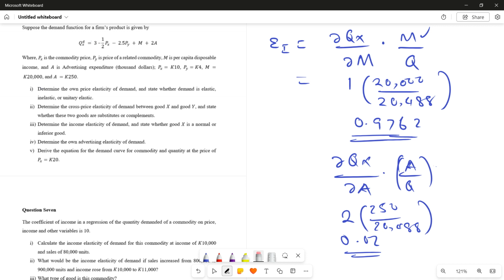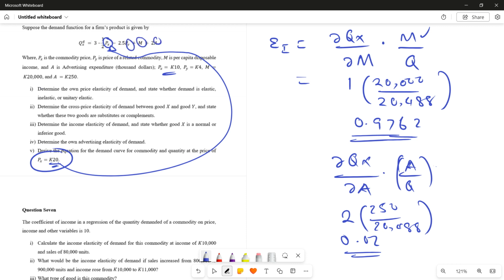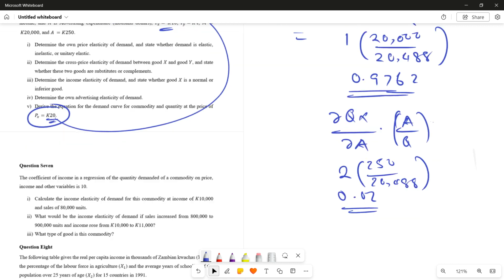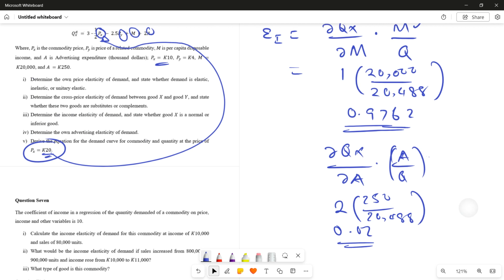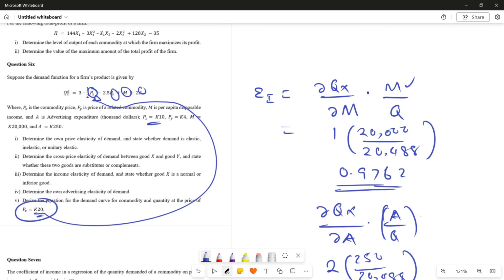Then the last part there, derive the equation for the demand curve. Just do this. Since they've changed the price of X, PX is now 20. Initially it was 10. Put 20 where there is PX, maintain PY, maintain M, maintain A, and find the quantity. That's what it means. This is something we can handle.